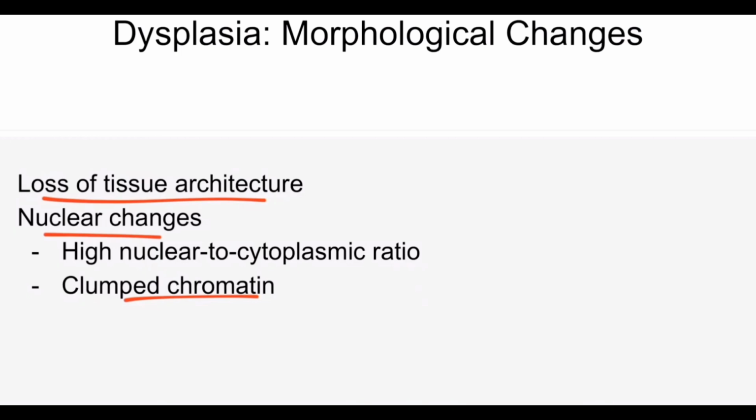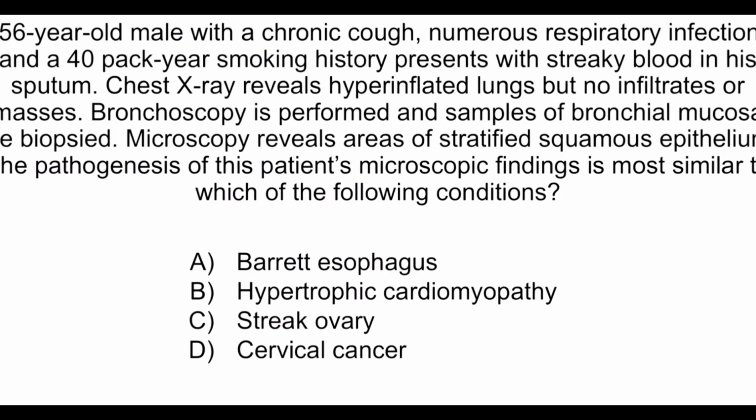All right, now that we've covered the information, let's review with a question. A 56-year-old male with a chronic cough, numerous respiratory infections, and a 40-pack-year smoking history presents with streaky blood in his sputum. Chest X-ray reveals hyperinflated lungs but no infiltrates or masses. Bronchoscopy is performed and samples of bronchial mucosa are biopsied. Microscopy reveals areas of stratified squamous epithelium.